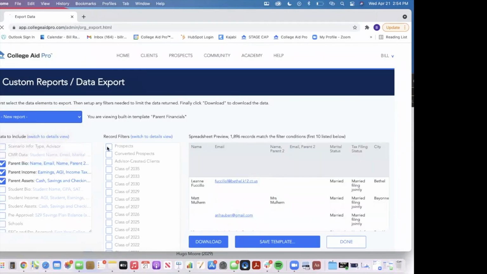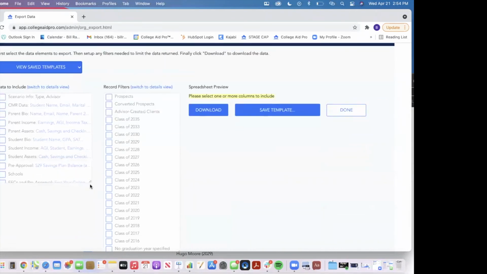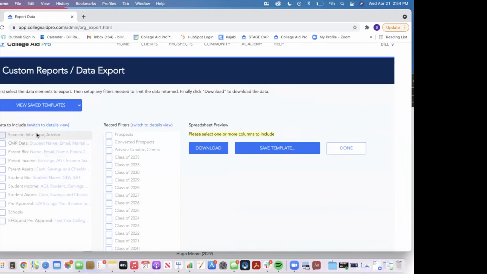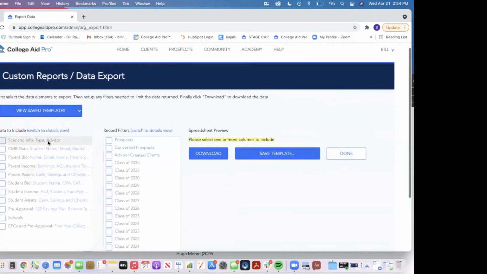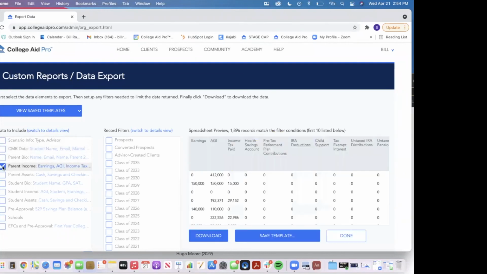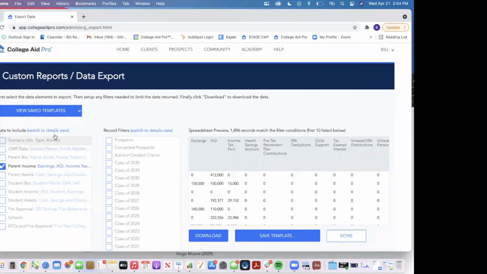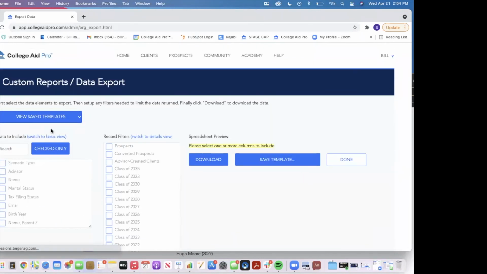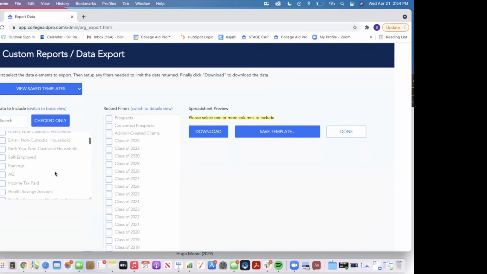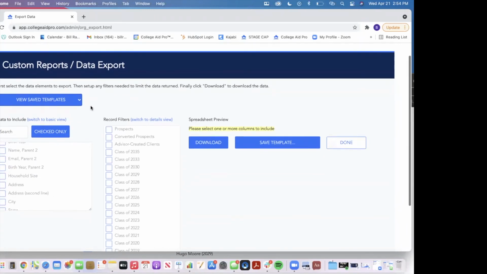So we have these out of the box templates, and then obviously once you get comfortable, you have the ability to build your own report. You can sift through everything we have. We even lumped some of this information together, so this is our grouped information. If we want, let's pull all the parent income information right there. And if you wanted to get super granular, you could go to the detailed view and pick and choose your own.